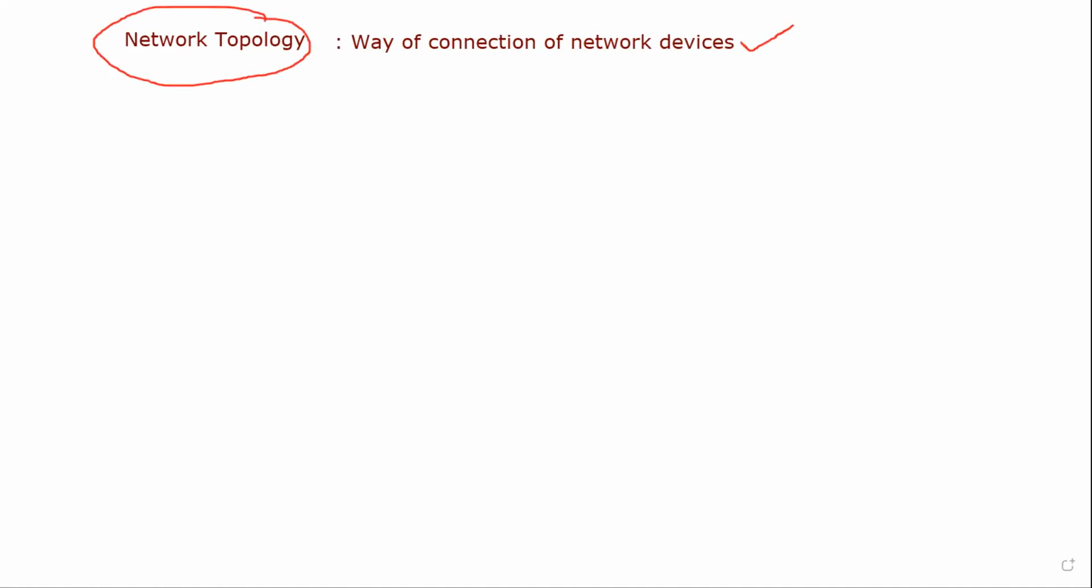So topology is of two types. It also belongs to the basic part. Physical topology, the physical arrangement of devices, is known as physical topology, and logical topology.